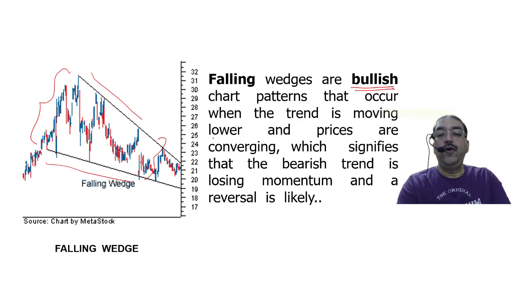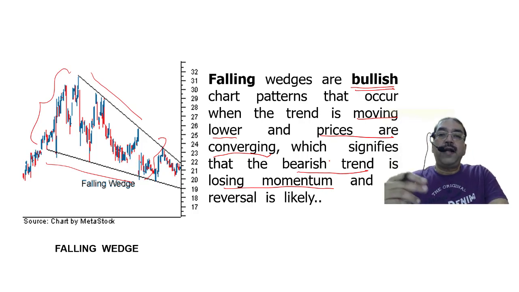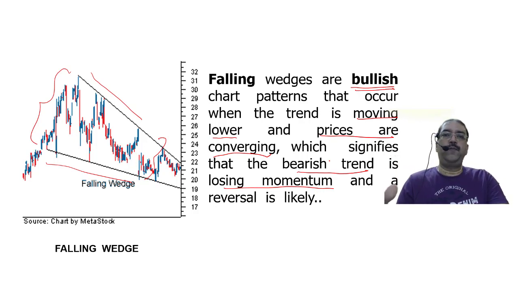When the trend is moving lower and the prices are converging, this is very important, prices are converging, then the present bearish trend is losing momentum, and a reversal is likely. Okay, so these are all the patterns that you can see if you are looking very closely at the stock market movements. If you are sitting before the NSE, or before the BSE, that entire chart comes up to you as to how the stock is moving.